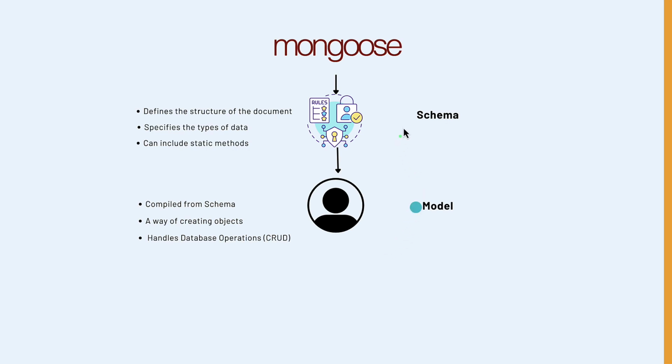We get model from schema, meaning that model is being compiled from schema. And this is a way of creating object. And this one handles database operations like CRUD. This one means that after we get the schema, the next stage is that we need to have the model. And the model is a way of creating object.